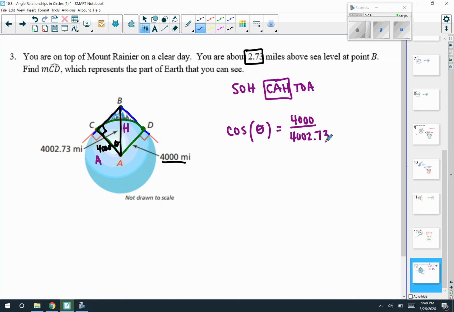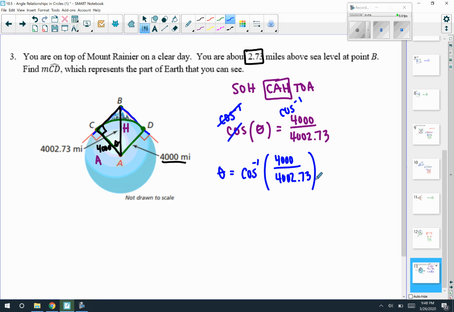Now, in this case, we're trying to solve for a missing angle. Anytime you're trying to solve for a missing angle, that's when you use an inverse trig function. So I'm trying to get theta by itself. I'm going to do an inverse cosine. Inverse cosine cancels cosine. Theta equals inverse cosine of 4,000 divided by 4,002.73.